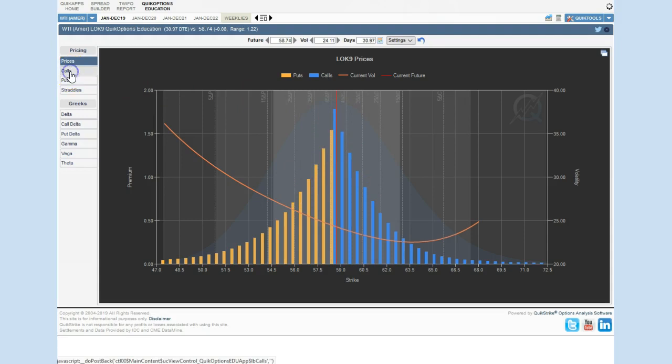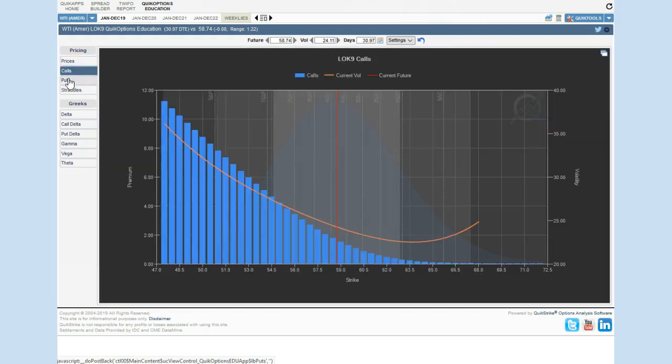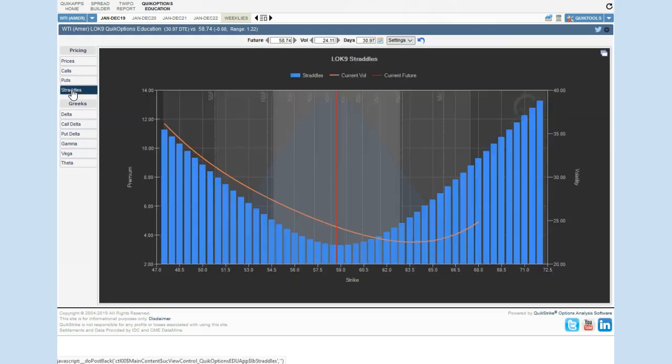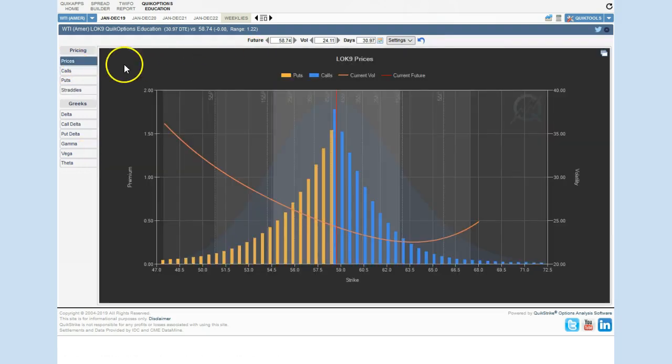If you want to see all the calls, you can click over here on the calls tab. The puts tab will show you all the puts. We may even put something where we stack these together so you can see both of them together to see what ultimately the straddles look like. And here's the straddles right now. We show the whole entire premium, but at some point we're probably going to split this bar so you see the coloring associated with each portion, both the call and the put. Okay, so that's the prices. You can move the future, the vol, and the days and see how it affects premium.